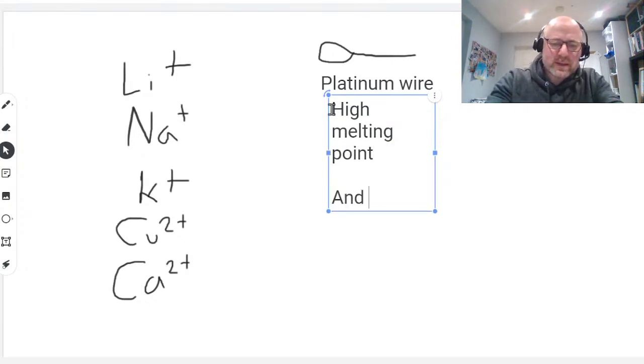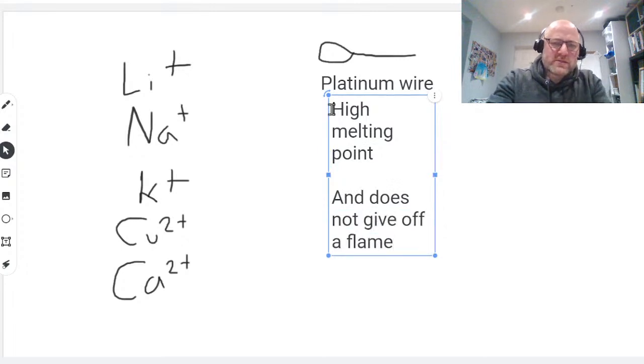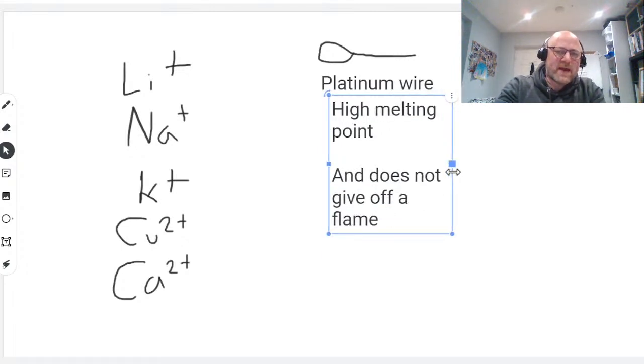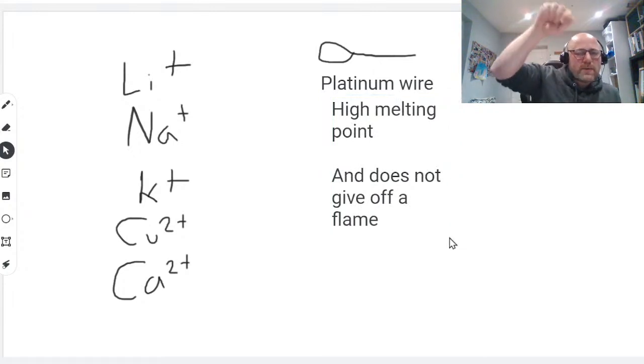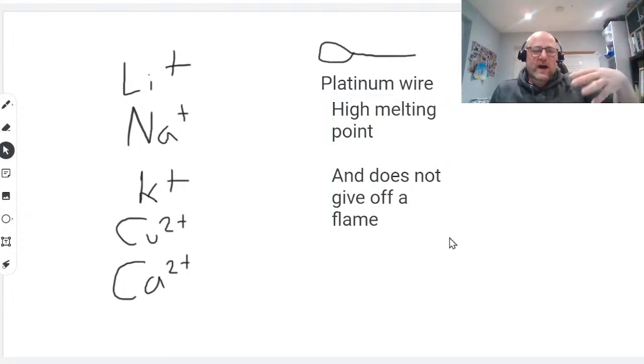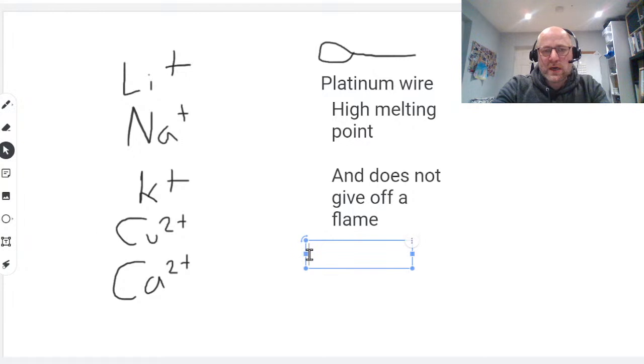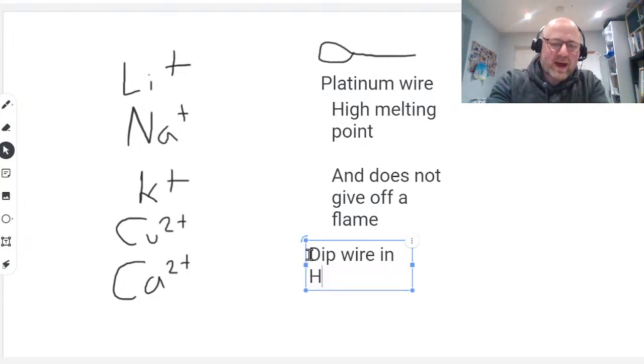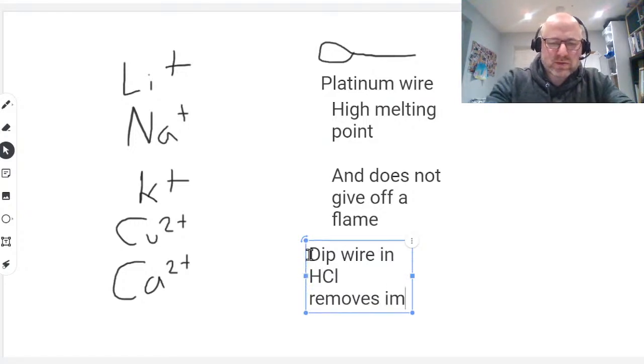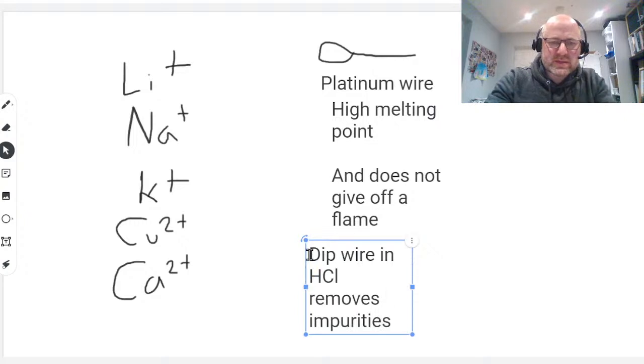and it does not give off a flame. That's important because I don't want the platinum wire to block the colors of the flames. Otherwise, it's going to mask my results. So you can just say it's going to mask your results. What do you do? You dip the wire in hydrochloric acid, which removes impurities. So this will just take 1 second, removes impurities.